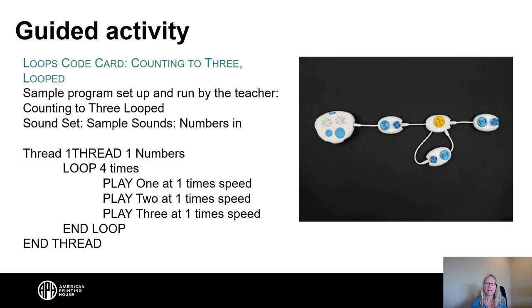And over on the right-hand side is an example photograph that shows the hub and then a play pod coming out of the thread. The play pod is connected to the loop pod. The loop pod has one play pod attached, and then the loop pod is connected back to the loop pod with the long cord. And then coming out of the other side of the loop pod is another play pod.